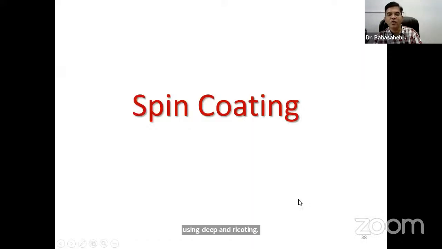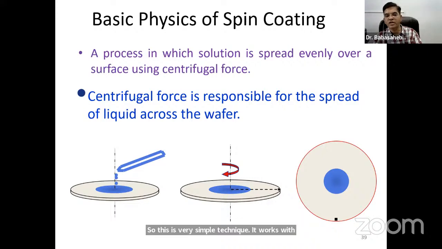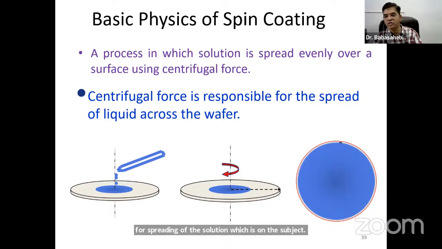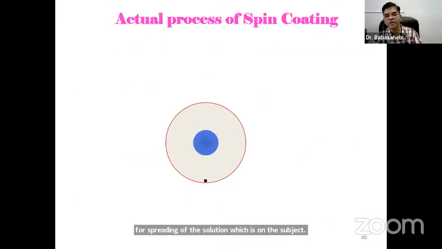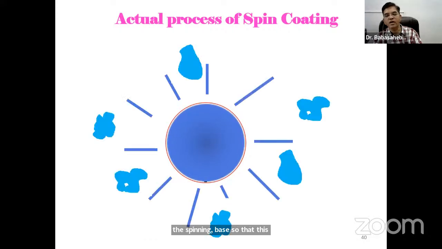So the next technique is called spin coating. The name itself suggests spinning of the substrate and then coating. This is a very simple technique. It works with the force called centrifugal force, which is responsible for spreading the solution on the substrate. Here you can see that if you take a drop on the substrate on the spinning base, this solution gets spread, and whatever extra there is comes out. This is the actual process for spin coating.